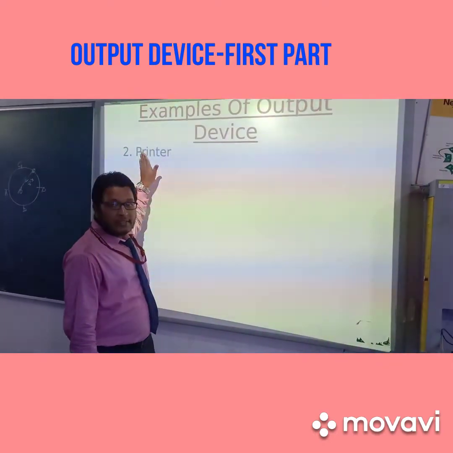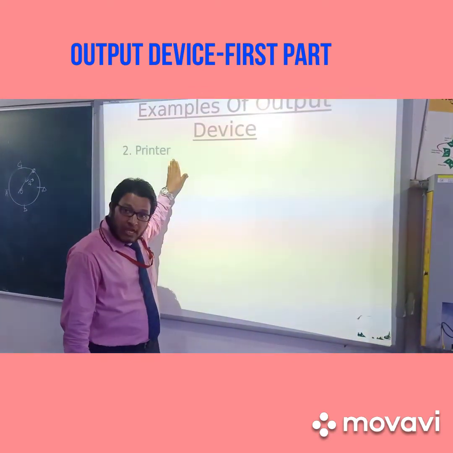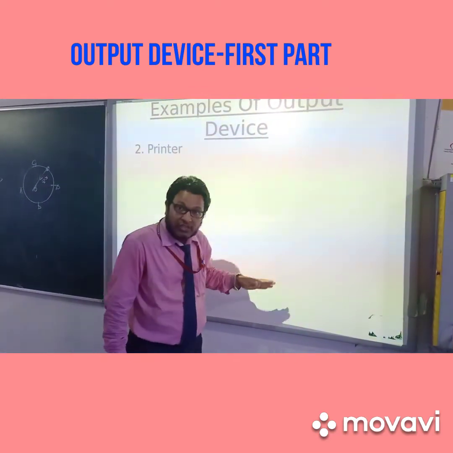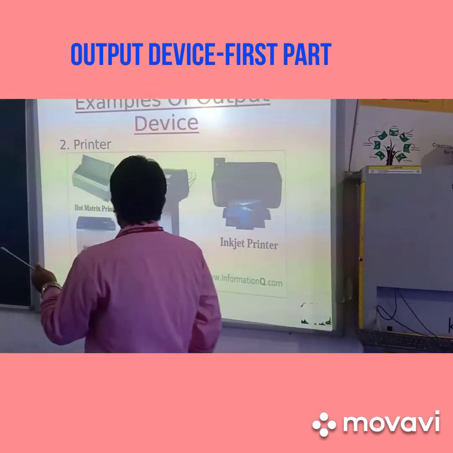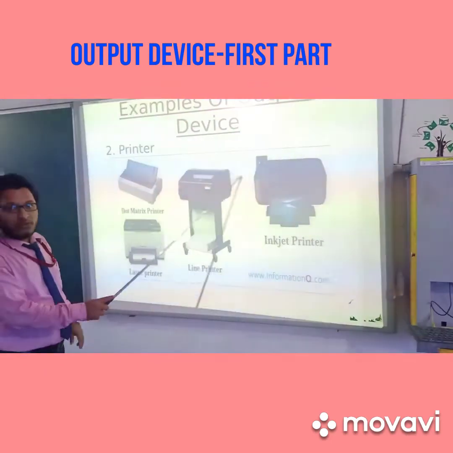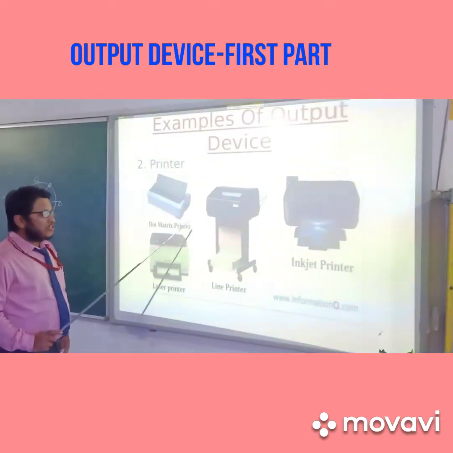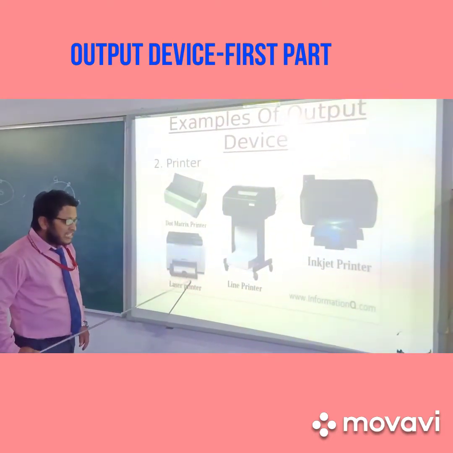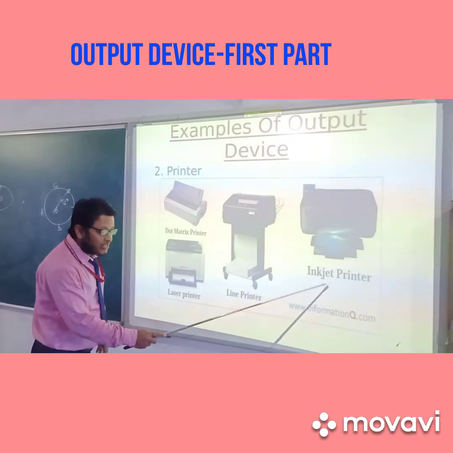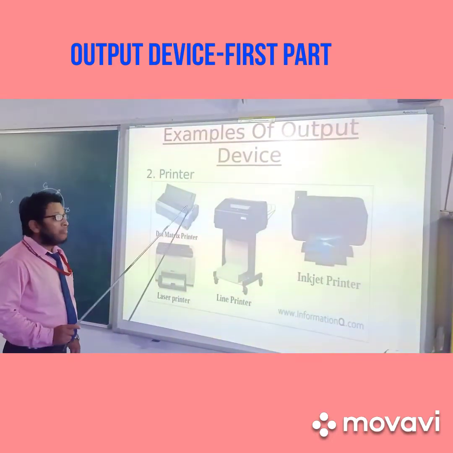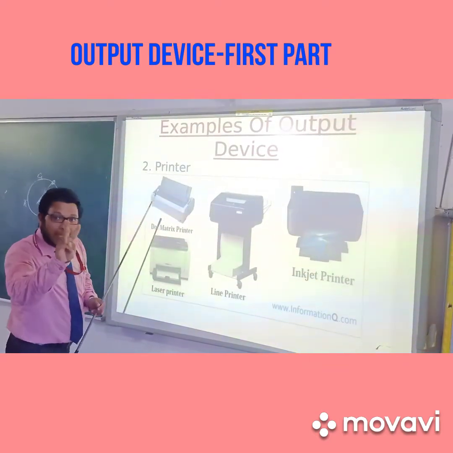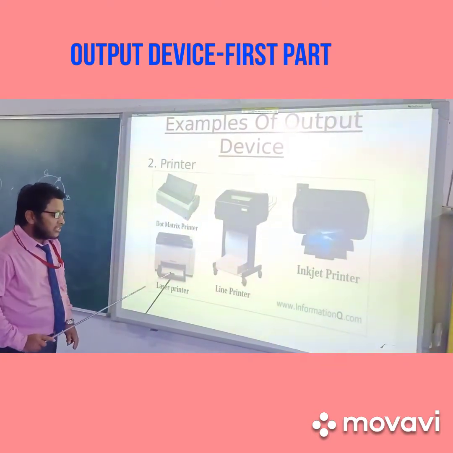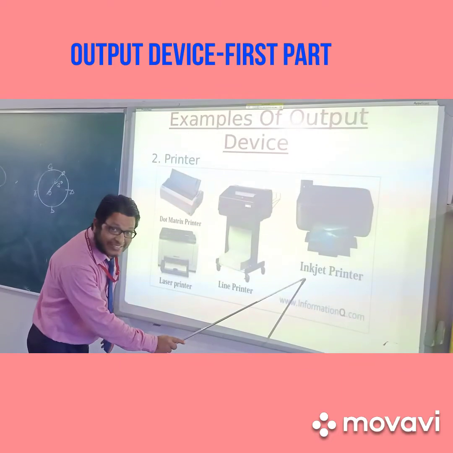So students, this is my printer. Printers are also of different types. Let's see by the image. See here. Printers are of different types. One is a dot matrix printer, one is a laser printer, one is an inkjet printer, and another one is a line printer. But in your syllabus, in your book, three types of printer are given: dot matrix, laser printer, and inkjet printer.